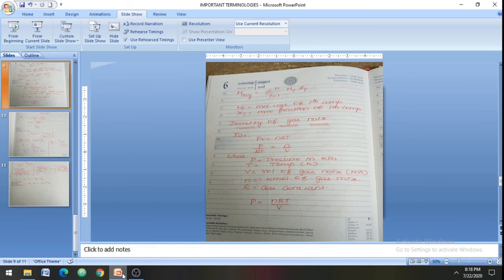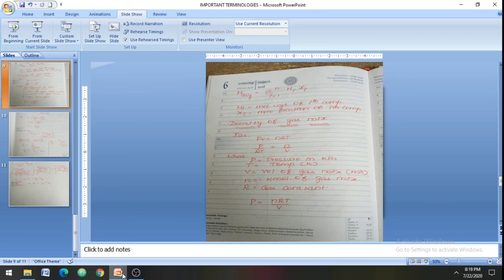The last one is the density of a gas mixture. Density of a gas mixture from the ideal gas law: PV is equal to nRT. From this, P by RT is equal to N by V, where P is pressure in kilopascal, T is temperature in Kelvin, V is the volume of the gas mixture in meter cube, and N is the number of moles in kilomole or mole. R is the gas constant, a constant value that depends upon the pressure, temperature and volume units.